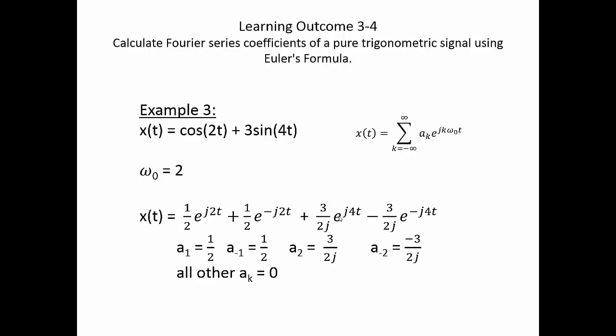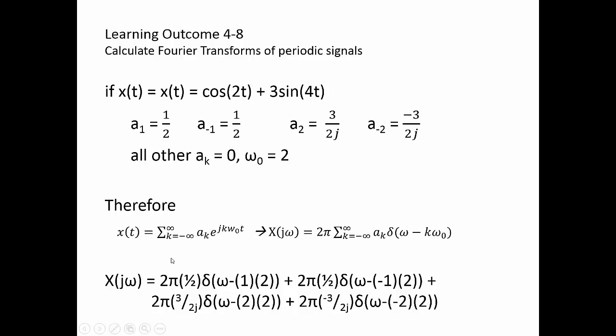So let's look at an example. This was example 3 from Learning Outcome 3.4. You had an x of t, which was cosine of 2t plus 3 sine of 4t. We determined that omega naught was 2. We applied Euler's and came up with our a sub k. We can now take these a sub k and use them with the first property of Table 4.2 to convert it into a Fourier transform.